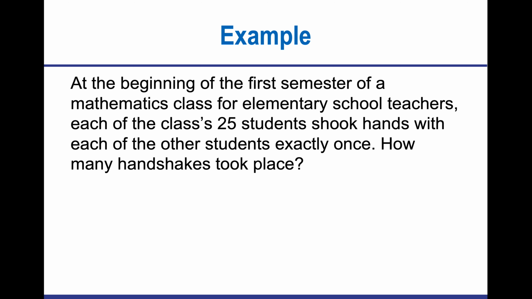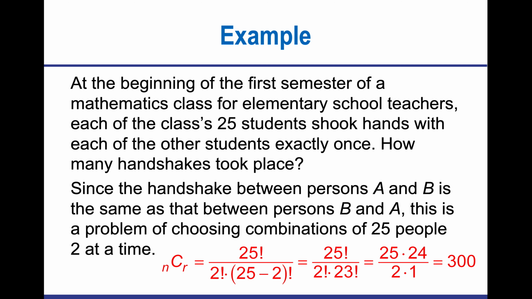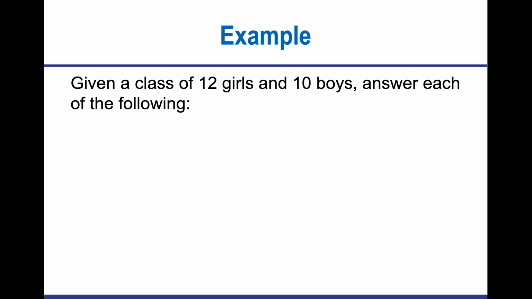Well, it doesn't matter the order in which handshakes happen, so it's going to be a combination. A handshake may not seem like it's picking from a group, but you are, right? Two people shake hands, so you're picking groups of 2 from 25. So your N is 25, your 2 is R. So I'm going to hit 25, NCR button, 2, and hit equals. And there are 300 handshakes that took place from just 25 people.